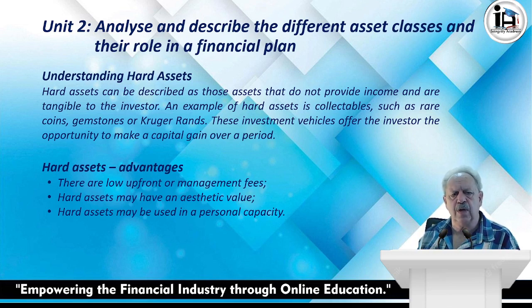But let's have a look at another form of investing, which is hard assets. Hard assets can be described as those assets that do not provide income and are tangible to the investor. An example of hard assets is collectibles, such as rare coins, gemstones, or Krugerrands. These investment vehicles offer the opportunity to make a capital gain over a period.